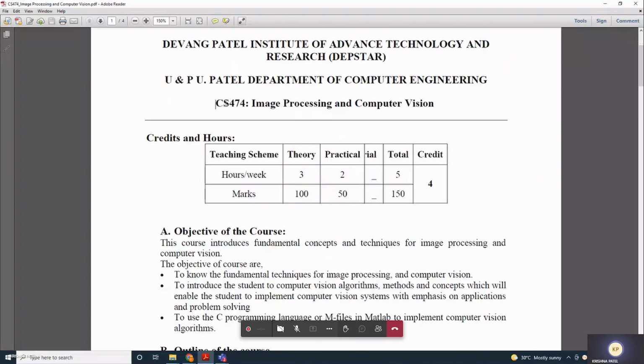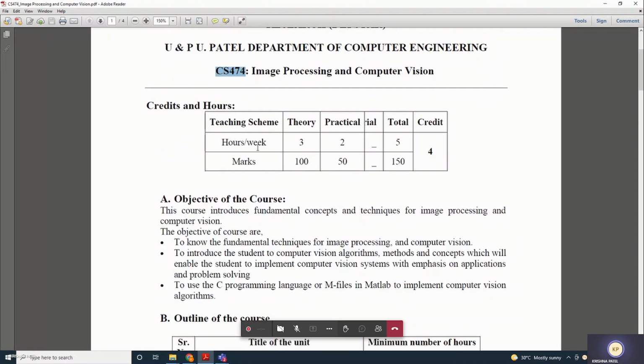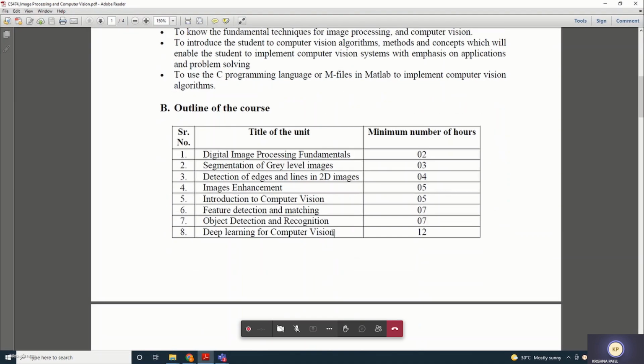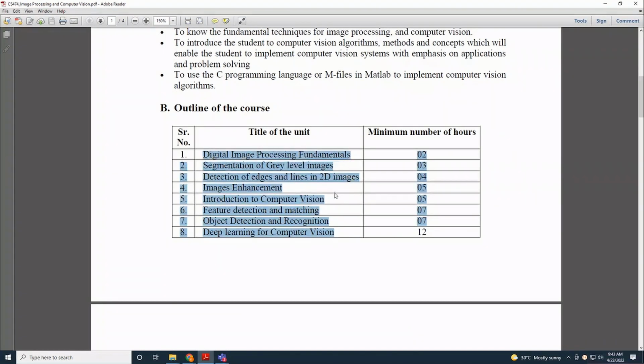For the subject code and credits, we will be having 3 theory sessions and 2 practical sessions. Along with that, the total marks will be 150: 100 for your theory and 50 for your practical examinations. Now, these are the key things we are going to learn in computer vision and image processing.